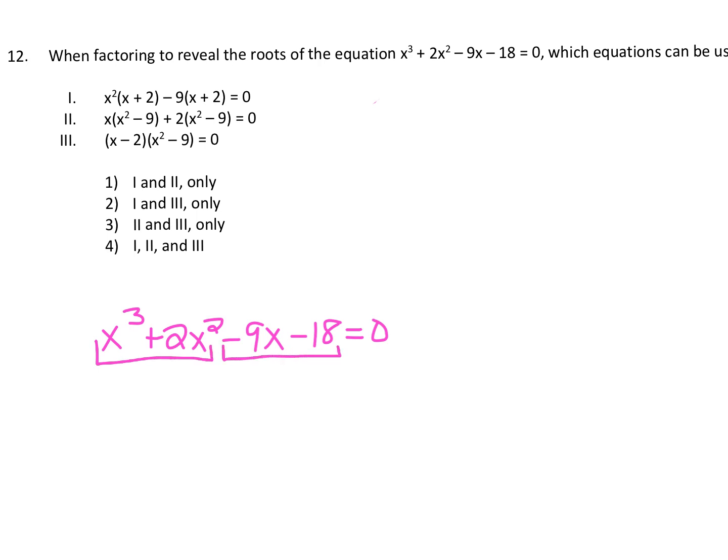So out of the first 2 terms, we could pull out an x squared, which in parentheses leaves me with an x plus 2. And out of these next 2 terms, we could factor out a negative 9, which leaves me with also an x and then a plus 2. Okay, now we're going to take what's in front of the common parenthesis and group them together within a parenthesis. And then I'm going to take the common parenthesis and write it just once.